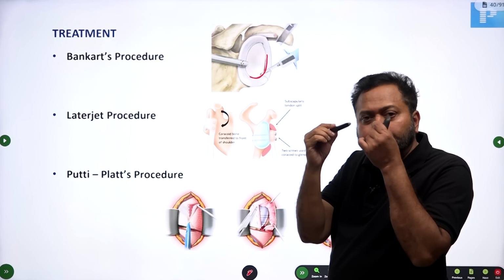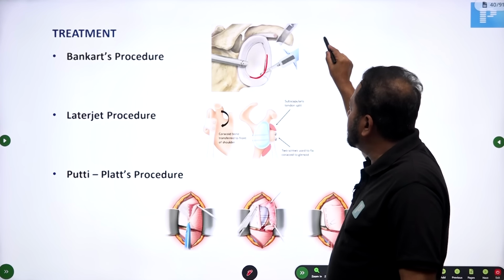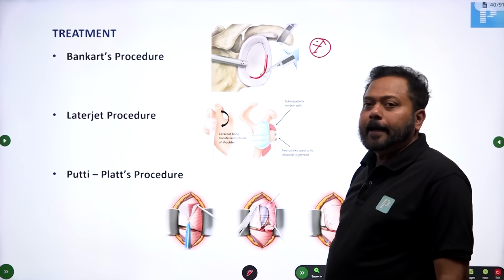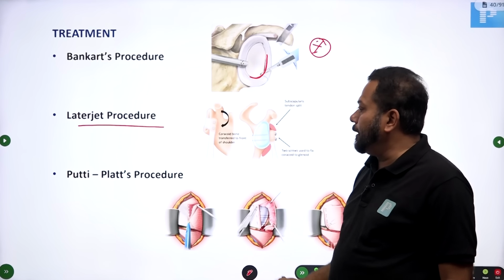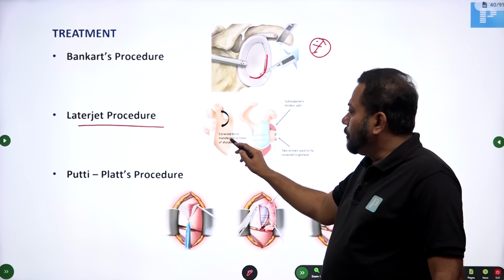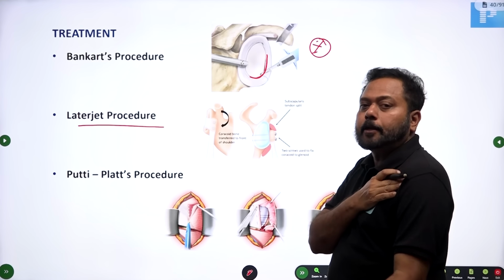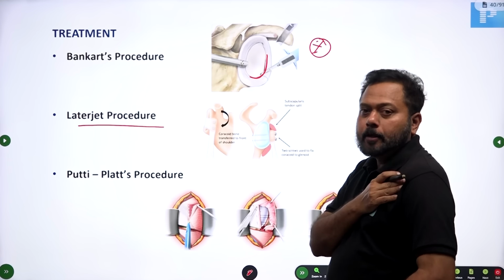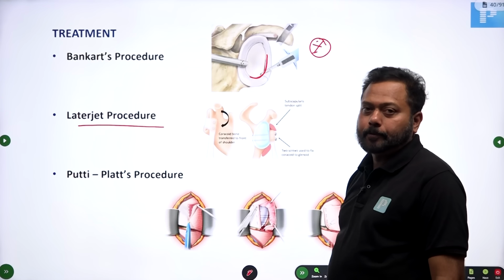I am suturing, I am repairing it through arthroscopy. That's called Bankart's procedure. This is the procedure of choice. Second thing, asked question, Latarjet procedure. Latarjet procedure means, in scapula, that's called coracoid process. The coracoid bone is transferred in front of the shoulder so that anterior shoulder dislocation won't happen again. Coracoid is kept in front of the shoulder. Okay, that is called Latarjet procedure.